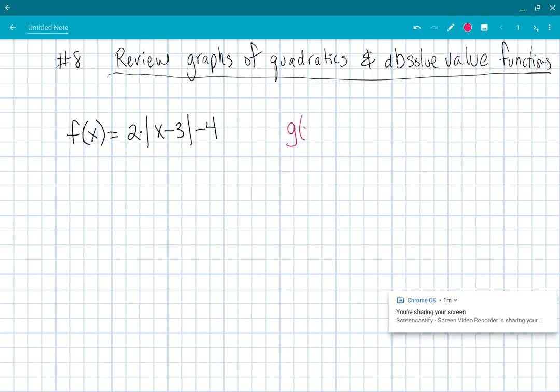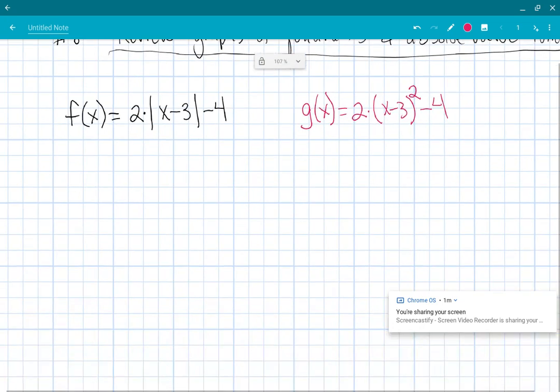And then the quadratic version will be the same thing, except it's going to be g. This is a different function. And this would be 2 times x minus 3 squared minus 4. Okay, so let's graph both of these and see how similar they are and what's different about them.